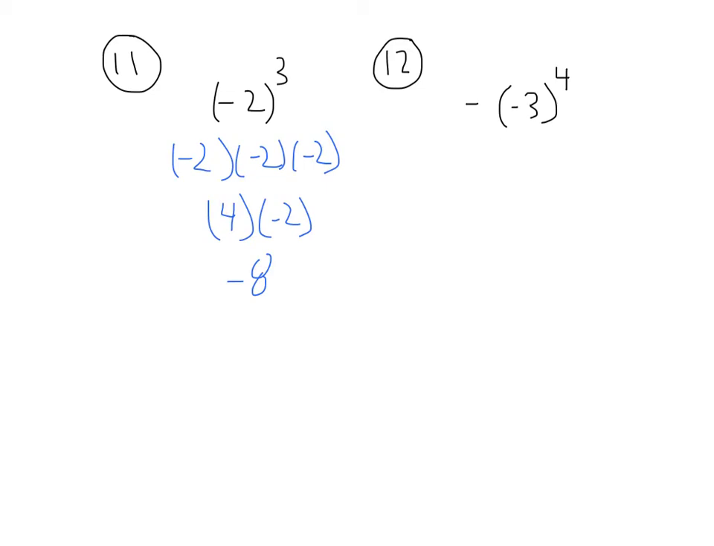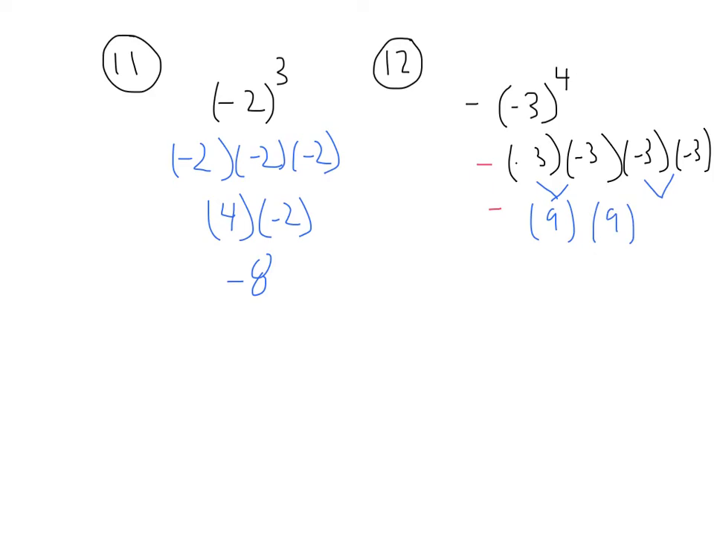Number 12. This one says the opposite of negative 3 to the fourth power. So what does that mean? That means I'm going to do negative 3 times negative 3 times negative 3 times negative 3, and then I have the opposite of all that. Okay, so this is going to be the opposite of, and let's do these. These multiply to get positive 9. These multiply to get positive 9. And 9 times 9 is 81. So it's the opposite of 81, which is negative 81. Not hard, but you just have to be careful with your negatives.